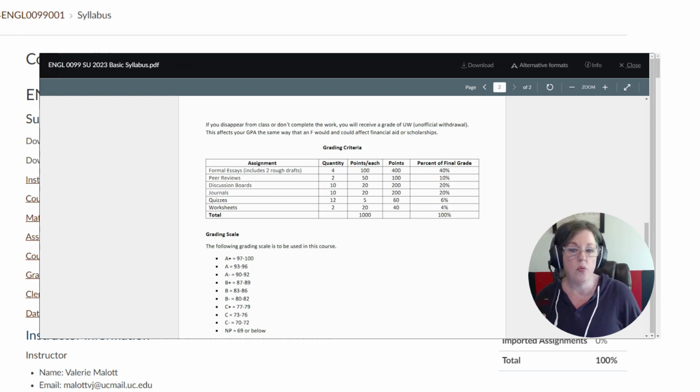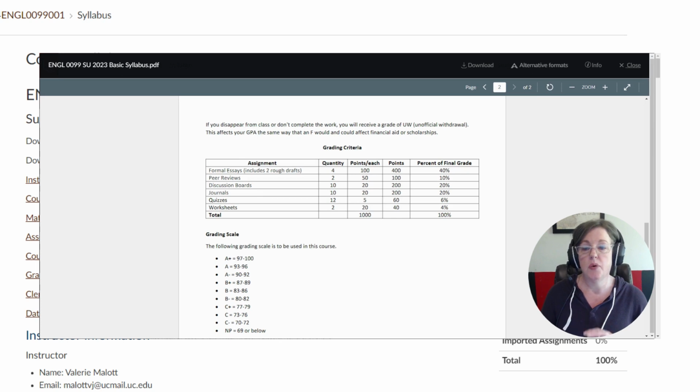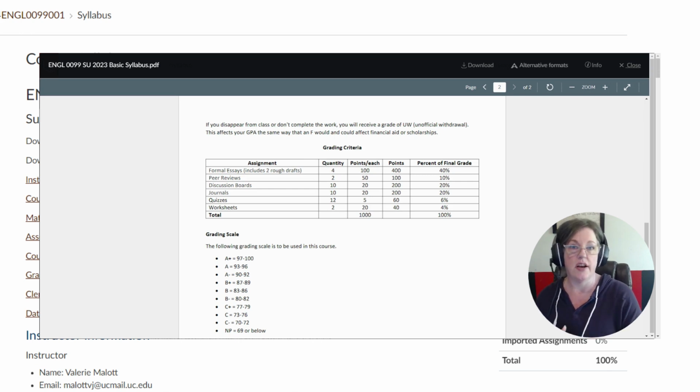You'll have weekly quizzes, except for the final week. These are very short quizzes dealing with grammar. I don't want to take class time to do actual grammar instruction. I just assign a reading to you and have you do the quiz to check your knowledge. Those are all 5 points each, very short quizzes, and you have multiple attempts to do them, a total of 60 points, but that's only 6% of your final grade.